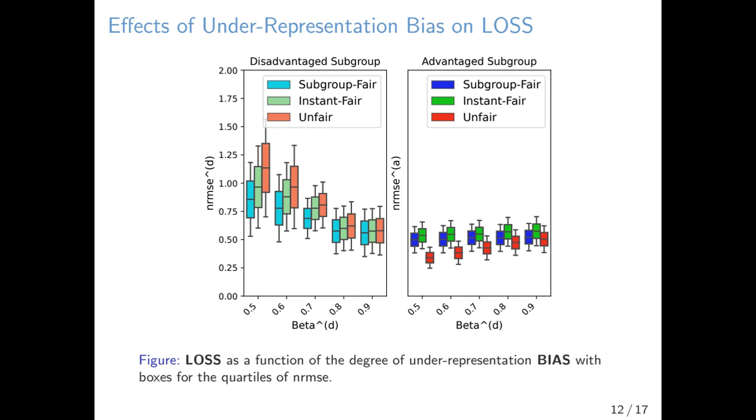In the plot, we do see that all boxes at the left subplot are generally higher than those boxes at the right subplot. Compared to the unfair model, our model with fairness constraints, that is subgroup fair and instant fair, show narrow gaps and higher fairness between the subgroups.